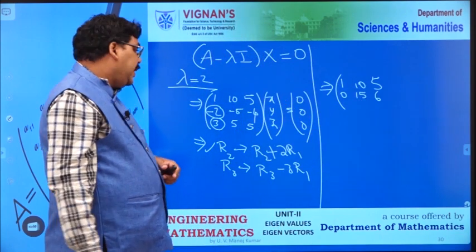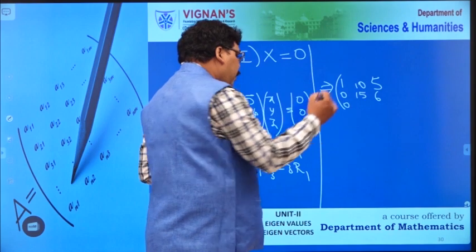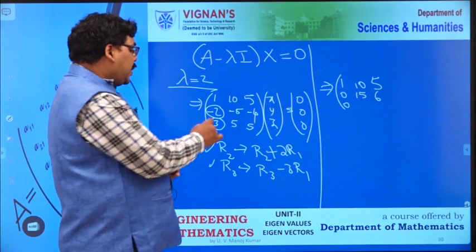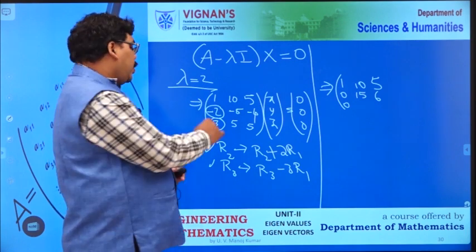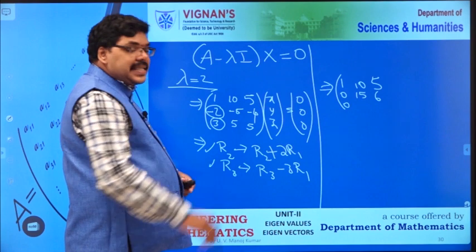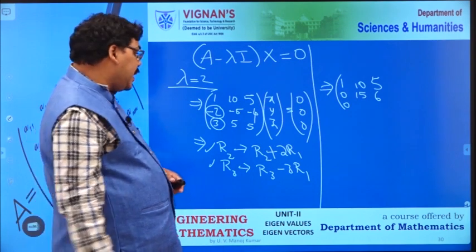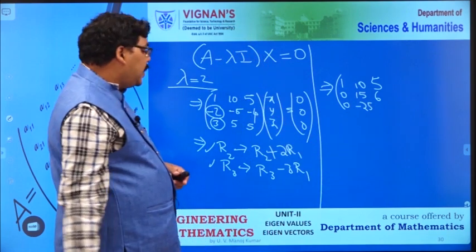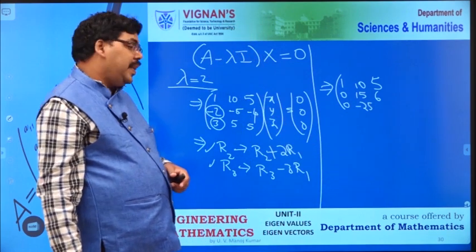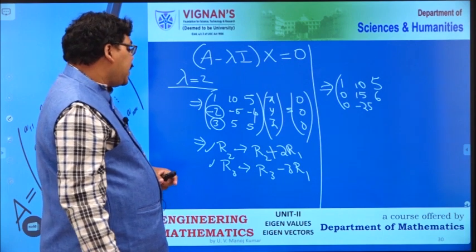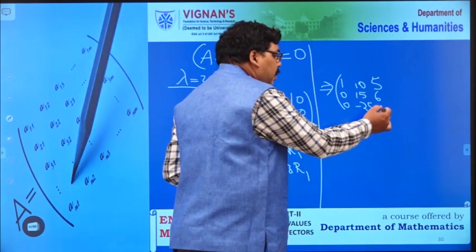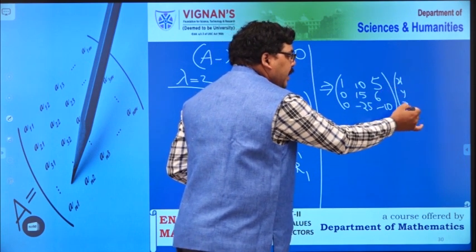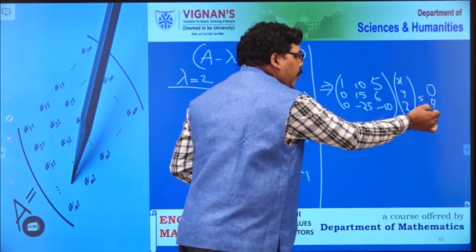See the R3. 3 minus 3, 0. What is the row operation? R3 minus 3R1. So R3 minus 3 times the R1. So 3 minus 3, 0. 5 minus 3 times 10, 5 minus 30, minus 25. 5 minus 3 times 5, 5 minus 15, into xyz equals to 0.